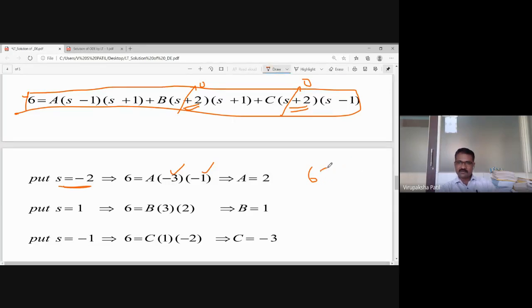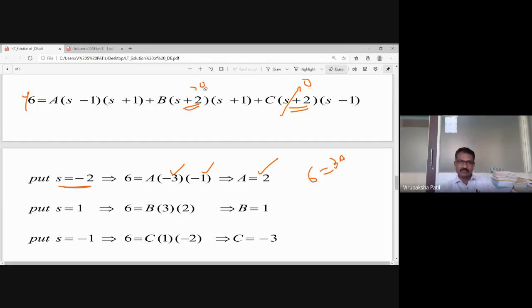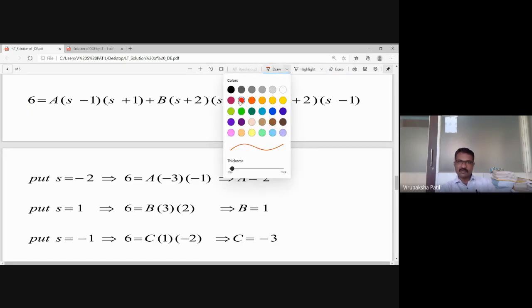You will get 6 is equal to 3a. Therefore a is equal to 2. Okay, next we'll do it quickly. Then next, once you got a value, now we have to find the value of b. How are you going to find the value of b?